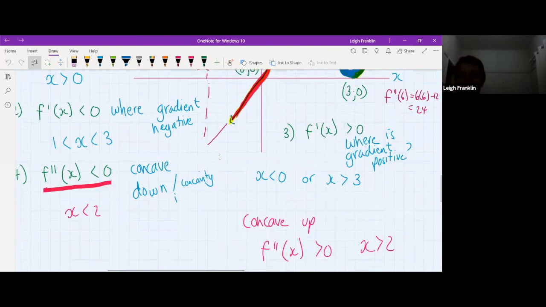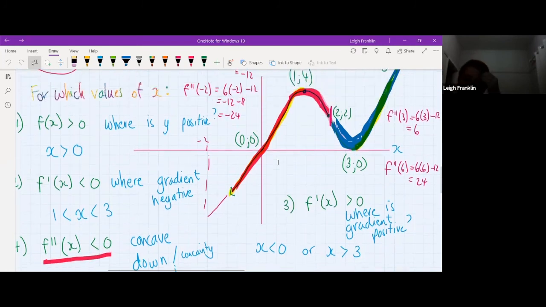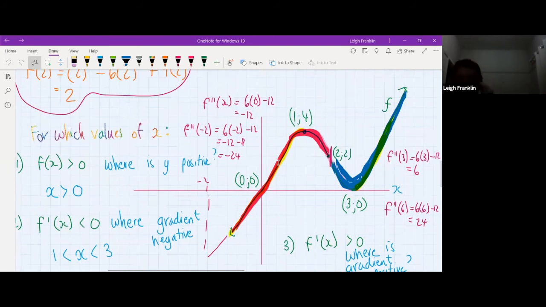Okay, so just like gradient has a value that we can calculate, concavity has a value that we can calculate. Okay, these are things that are measurable. So as far as gradient is concerned, we can know how steep. As far as concavity is concerned, we can measure how concave. Okay, concave up or concave down. All right, is that making sense to everyone?